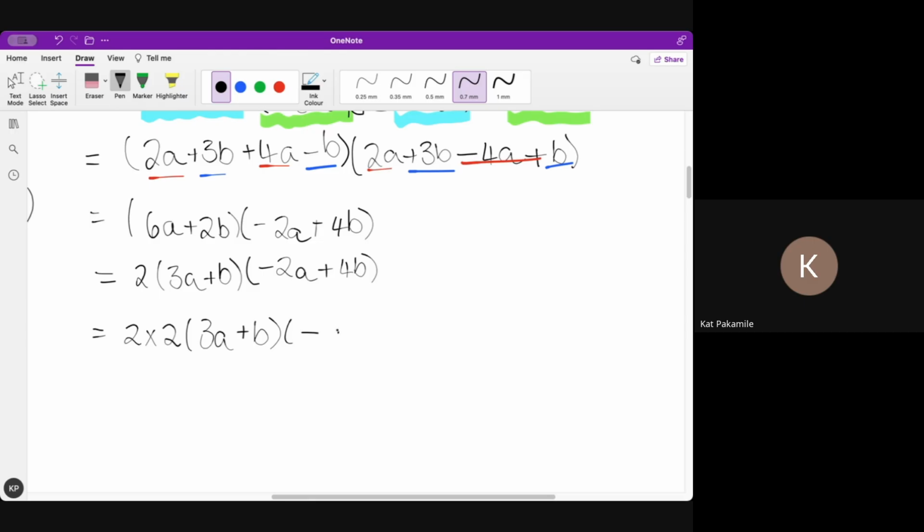A negative a plus 2b. That means your final answer is 4 times 3a plus b times negative a plus 2b. And then you stop because you have factorized.